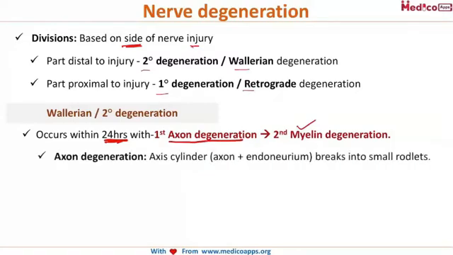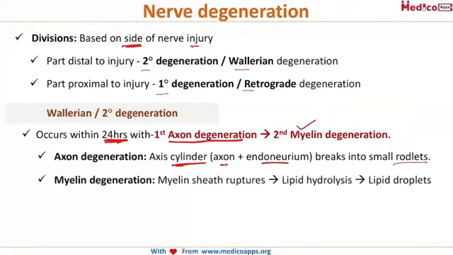What happens in axonal degeneration? The entire cylinder of the axon, that is axon along with the endoneurium, breaks into small rodlets. Right? This is degeneration of axon. Coming to myelin degeneration, there is lipid hydrolysis of the myelin sheath. Myelin sheath undergoes lipid hydrolysis and forms tiny lipid droplets. Now, all this debris is collected by Schwann cells.